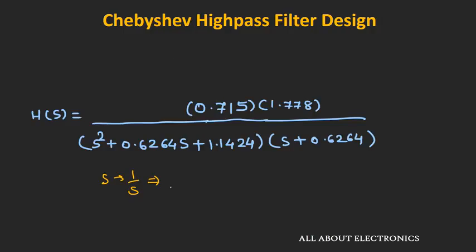So now in this expression, if you replace this S by 1 over S, then you will get the high pass filter which is having a cutoff frequency of 1 radian per second. And after that, if you replace this S by S divided by 2500, then you will get the transfer function for the high pass filter which is having a cutoff frequency of 2500 radian per second.